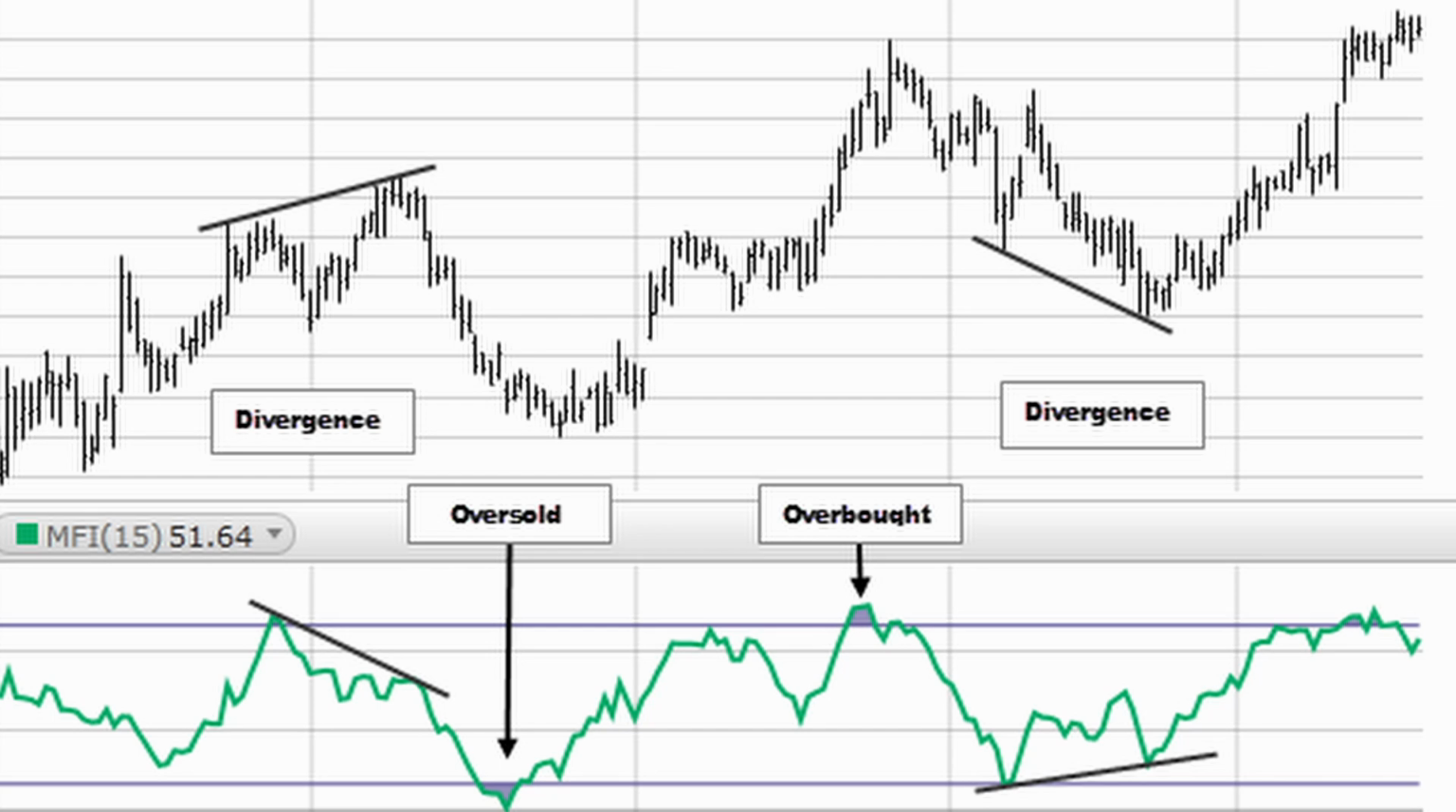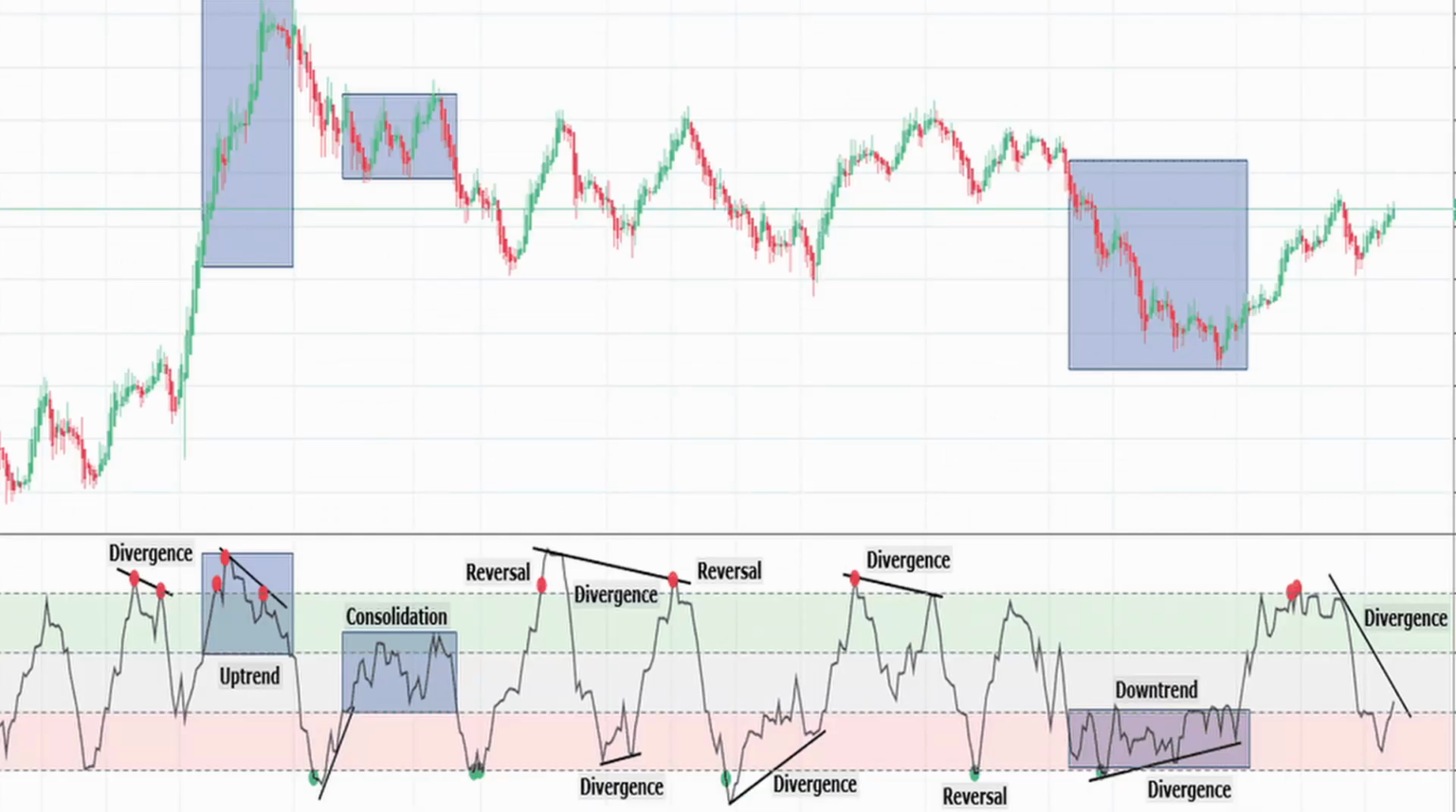For example, if the price makes a new high but the money flow index does not, it may indicate a weakening uptrend. Similar to other oscillators, traders can use signal line crossovers to generate buy and sell signals. A buy signal is generated when the money flow index crosses above its signal line, and a sell signal is generated when the money flow index crosses below its signal line. The money flow index can be used in conjunction with other technical indicators to provide a more comprehensive trading strategy.